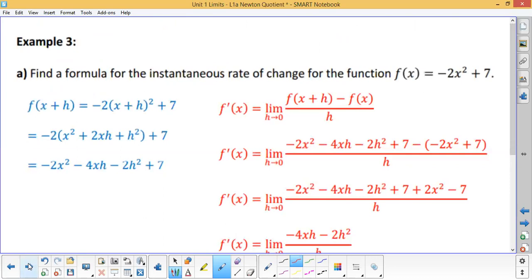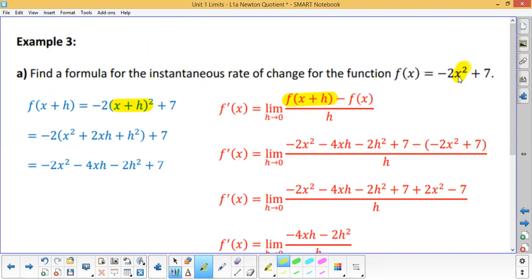When we move on to a very simple quadratic equation, notice that once again, I'm going to solve f of x plus h first. So instead of negative 2x squared plus 7, I'm going to be substituting an x plus h squared. Very important that it's x plus h squared because the x was squared. If you just multiply by x plus h, you're not going to have that component of the formula correct.